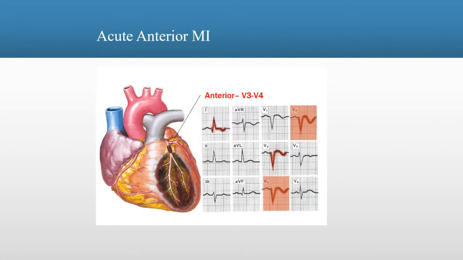Next are the anterior leads, demonstrated by V3 and V4. Anterior leads, we'll look at the anterior portion of the myocardium. Traditionally, we look at V3 and V4.